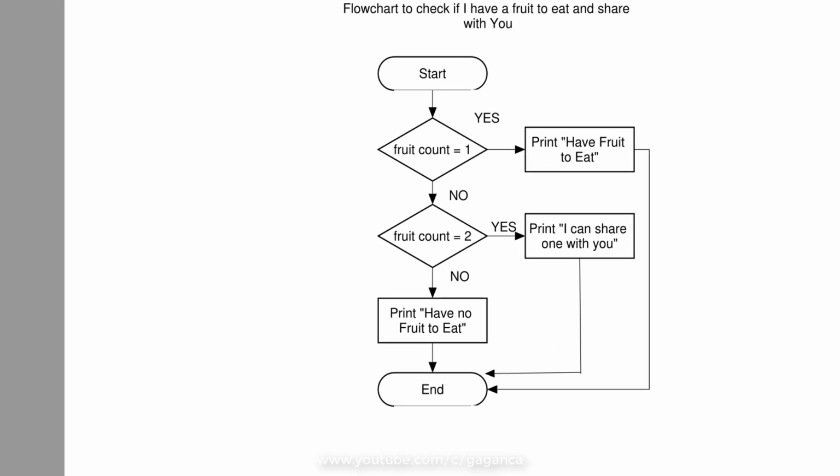Now let's consider another flowchart. This is similar to the last one but with another condition added. This time we have two diamond shapes. In the first, it is checking if the fruit count is 1, then I will print have a fruit to eat. If the fruit count is equal to 2, I will print I can share one with you, otherwise have no fruit to eat.